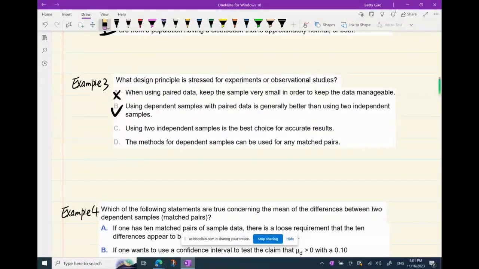If it's independent, sometimes the two independent groups don't have much similarity, so you can't really compare the effect of the treatment. And part D says the methods for dependent samples can be used for any matched pairs.